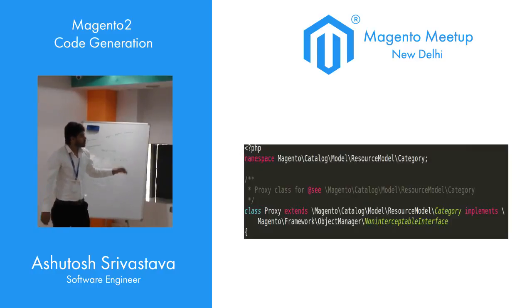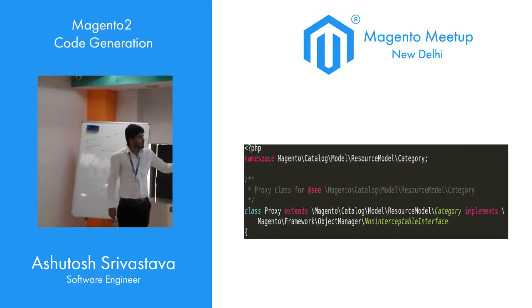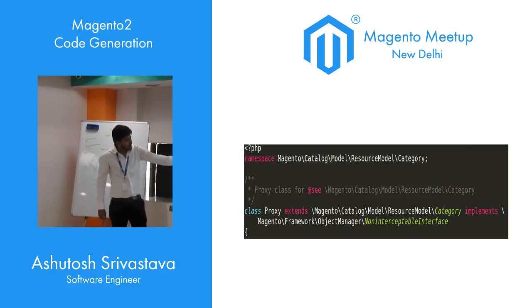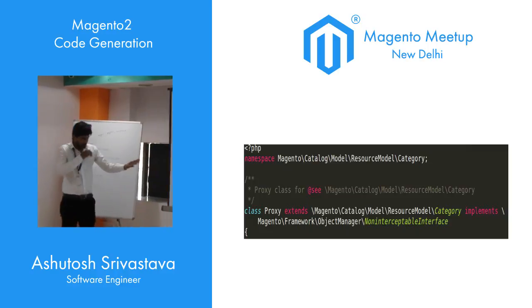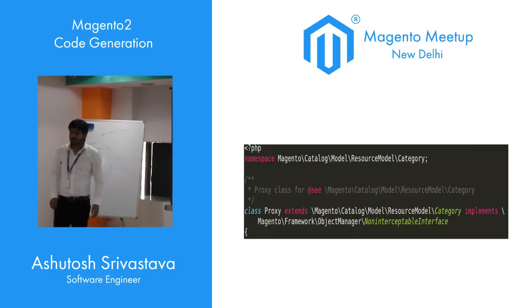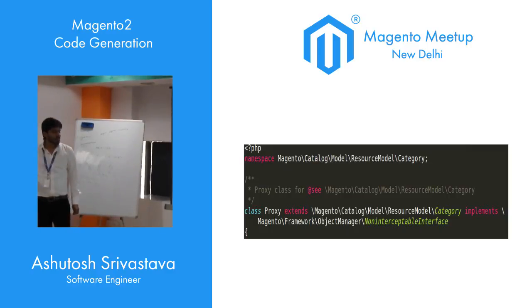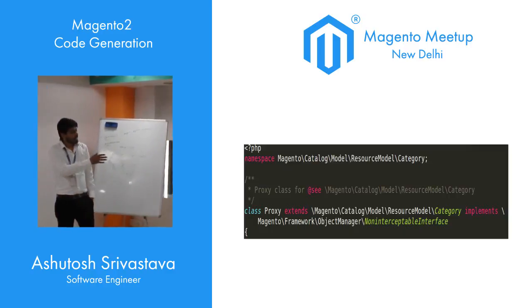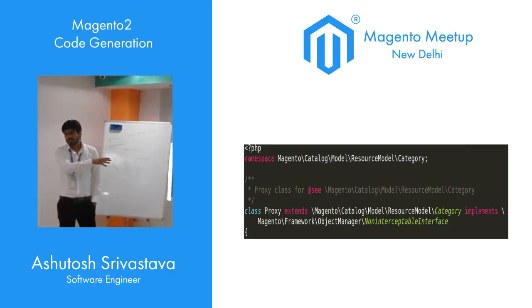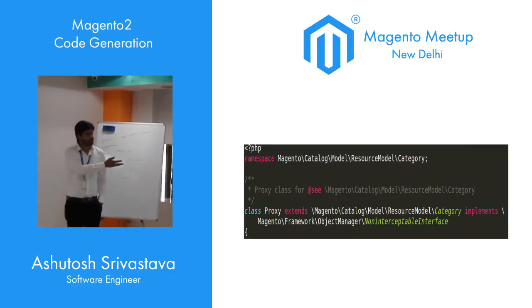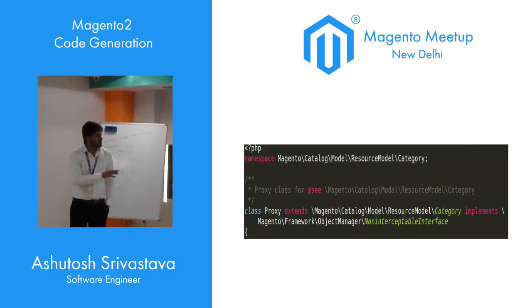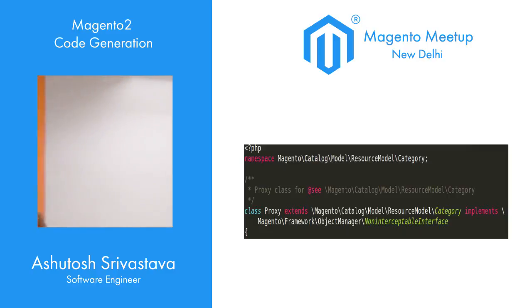This is a proxy class, and you can see that this proxy class has extended the category class, and it implements a NonInterceptableInterface. This is simply a marker interface. A marker interface simply means that it will not have any member variables, and it will not have any methods. It is just for signaling that you don't need to intercept this class, or that this is an already generated class. That's why it is implementing the non-interceptable interface.